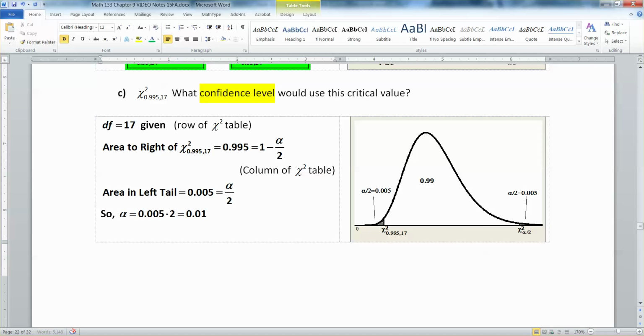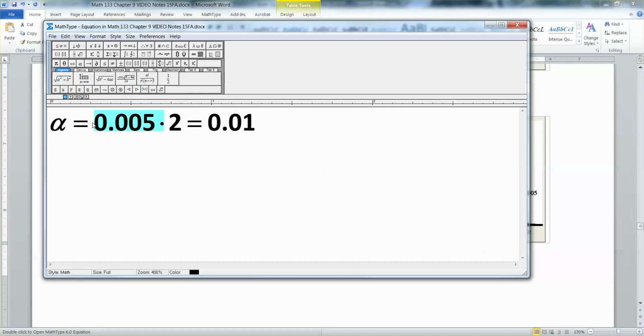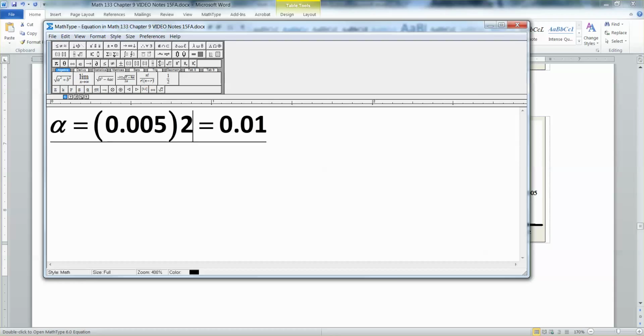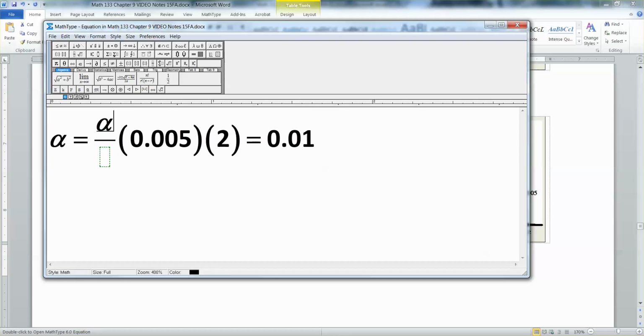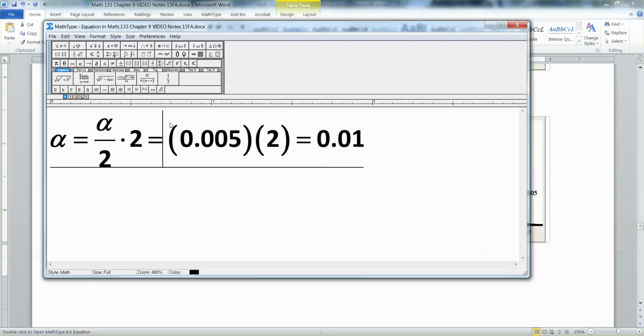Now the question becomes, what confidence level would that be? Well, if your alpha is 0.01, because it's 0.005, I think that's a little bit unclear. It's 0.005 times 2, right? So you multiply by 2 to get your alpha over 2 times 2. Here, let me show it to you. It's alpha over 2 times 2. That will get you your alpha. So it's 0.01 right there.